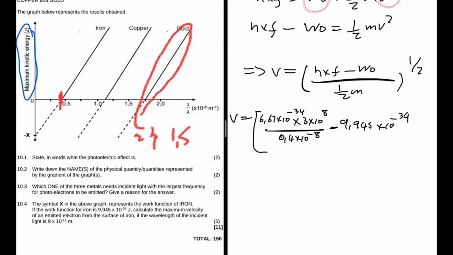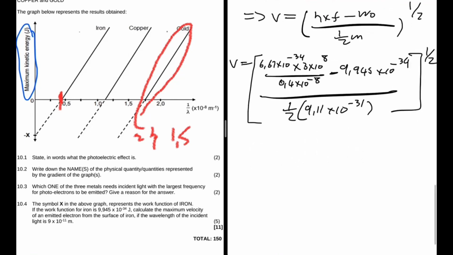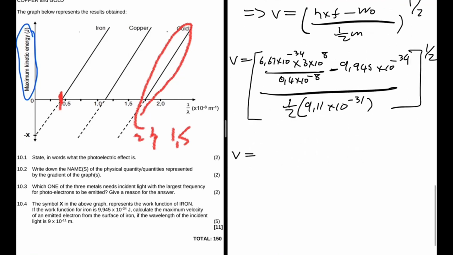Now we're supposed to divide everything by half m, right? So we're going to have half the mass of an electron, which is 9.11 times 10 to the minus 31. Yeah, I think that is correct. And then everything to the power of 1 divided by 2. So v is going to be equal to, let me just put that in my calculator real quick. So I'm getting 10.48 times 10 to the 7 meters per second, right?